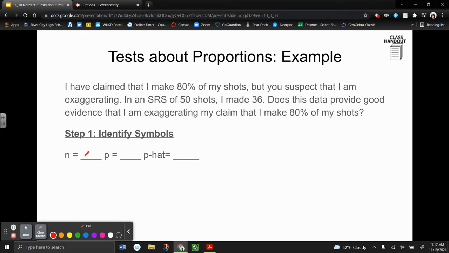So in step one, we're going to identify n, p, and p hat. So this problem is about proportions because I'm given a percent, as well as the fact that whether or not I make the shots is categorical, which is why we're dealing with proportions. So my SRS, or my sample size, is 50. p is what we're going to assume to be true. We're assuming that I make 80% of my shots, and then p hat is my sample proportion, and that's going to be 36 over 50, which is 0.72.